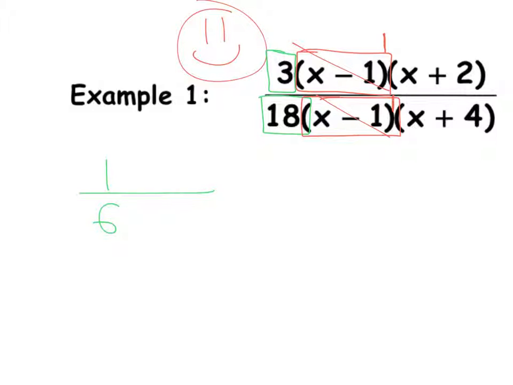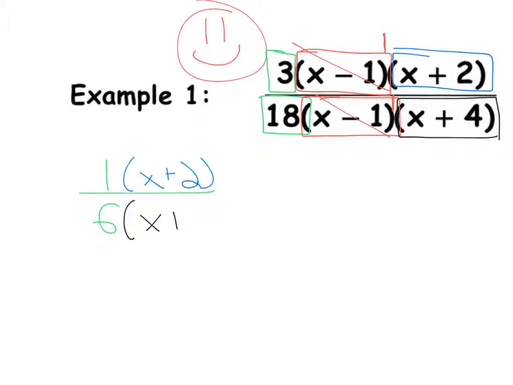Now, x plus 2. Do I have an x plus 2 anywhere? Nope. So that is going to stay in the numerator. And one more here. We have x plus 4. Do we have an x plus 4 anywhere? Nope. So that is going to stay in the denominator.